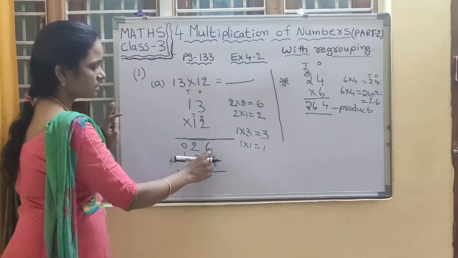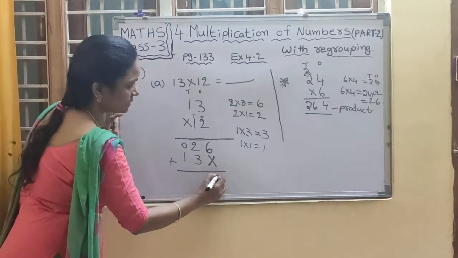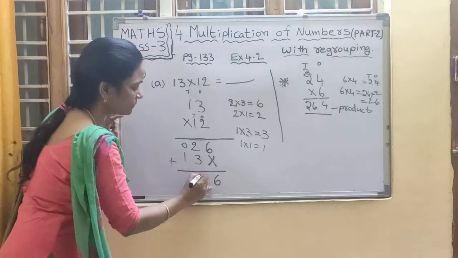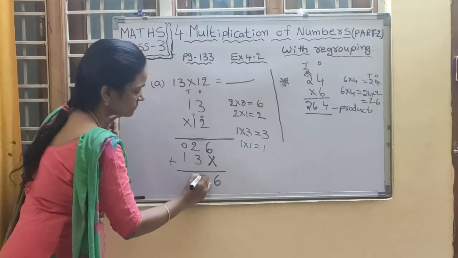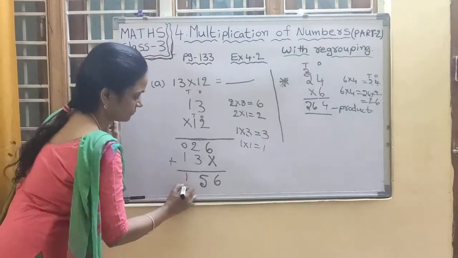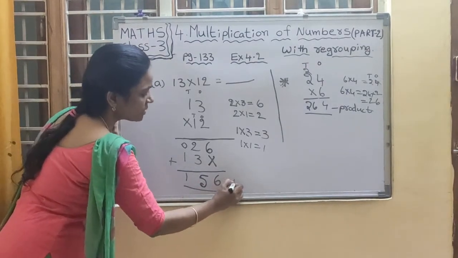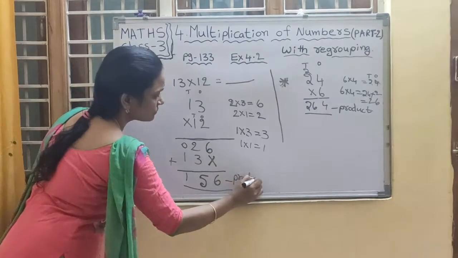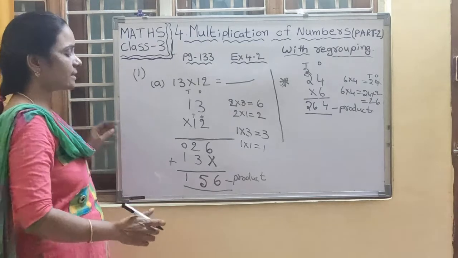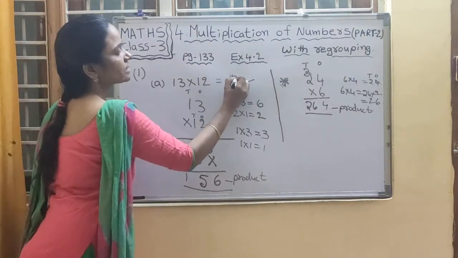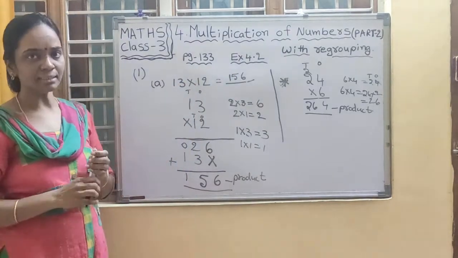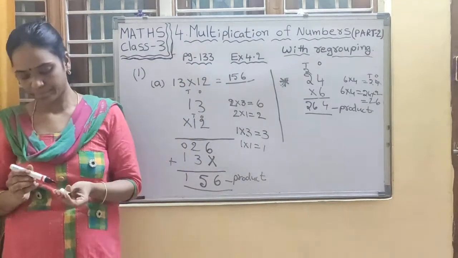Now add. 6, the same number. 2 plus 3 how much, children? 5. 0 plus 1 how much, children? 1. So what is the product now? 156. Product is 156. So write down the product 156. Is it clear, children? Yes.